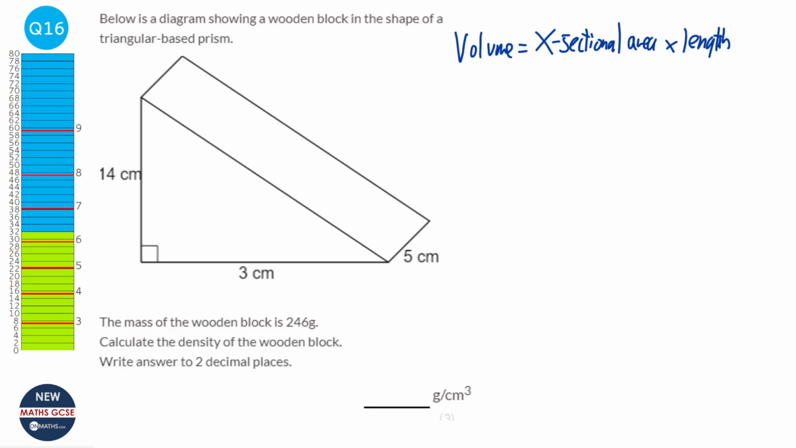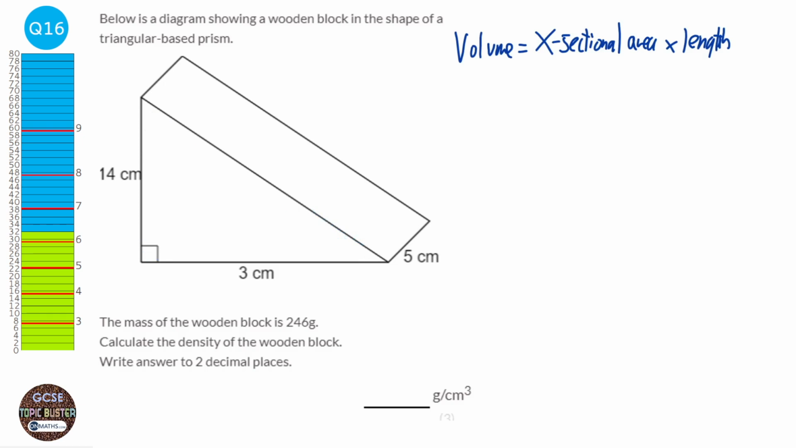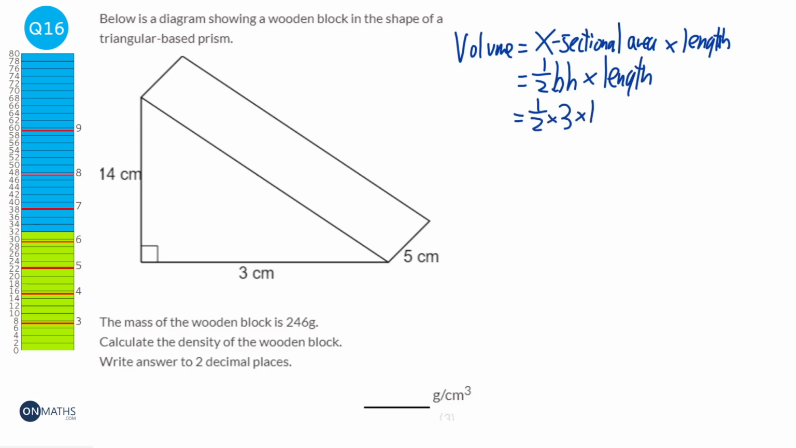So what is the shape of the cross-section? Well, the cross-section is a triangle, and the cross-section is this part here. I just quickly colour it in. And so we're just finding the area of that triangle, so half base times height, and we're going to times it by the length, and the length is how 3D the prism is. So the base is 3, the height is 14, and the length is 5, and when you do that you get 105 centimeters cubed.